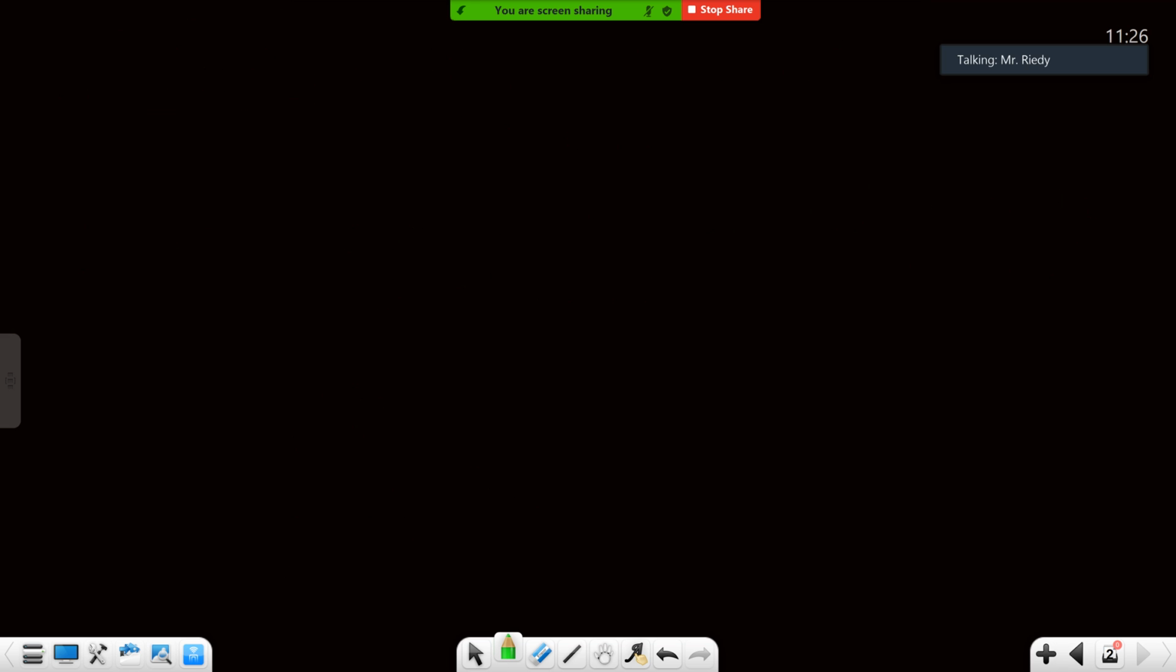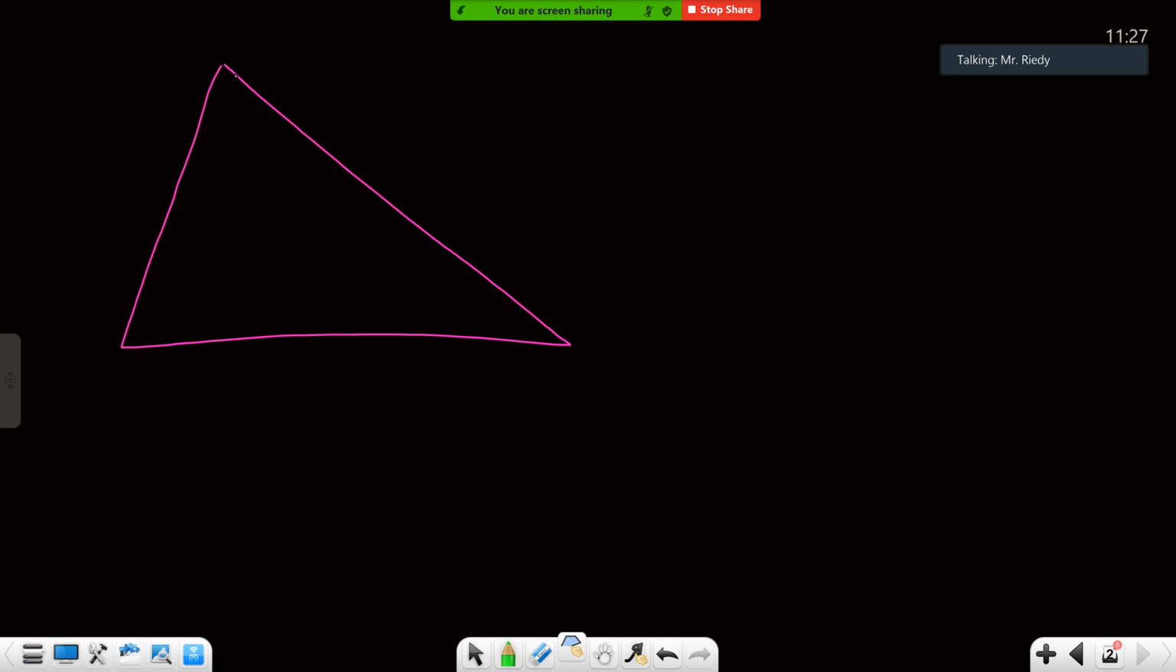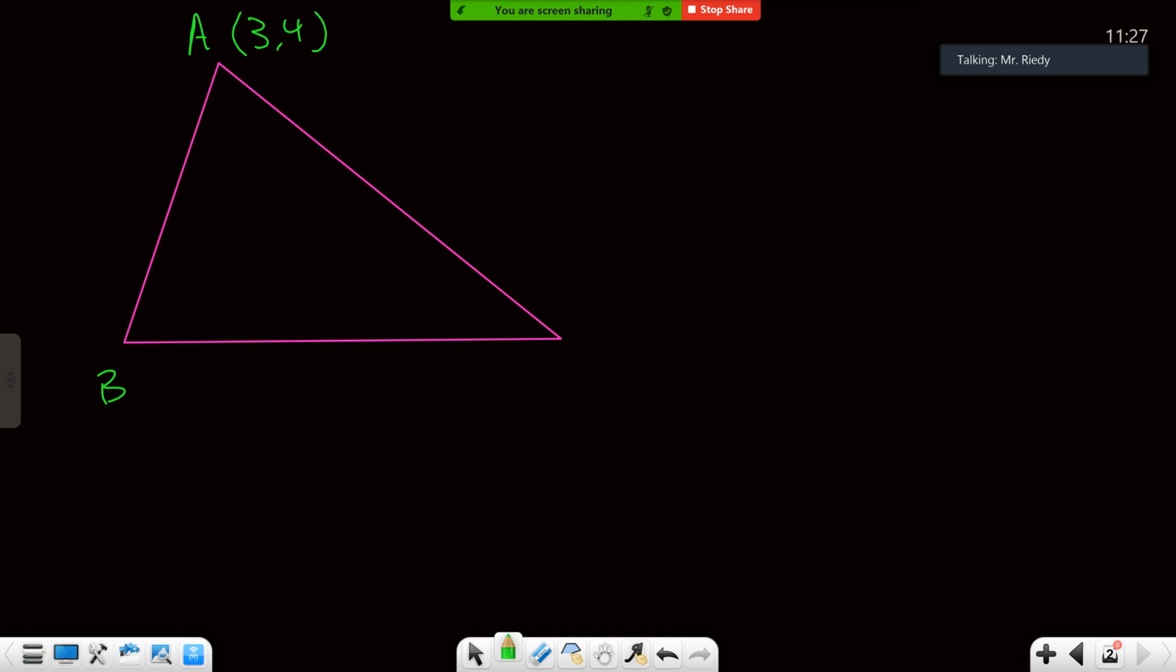Let's go to a new slide. I'm going to redraw a triangle here, and I'm going to give you some actual coordinates. Okay, so A is at (3, 4). B is at (7, -12). And C is at (2, 1). David, do you want to do the median from A, from B, or from C? A. Okay.